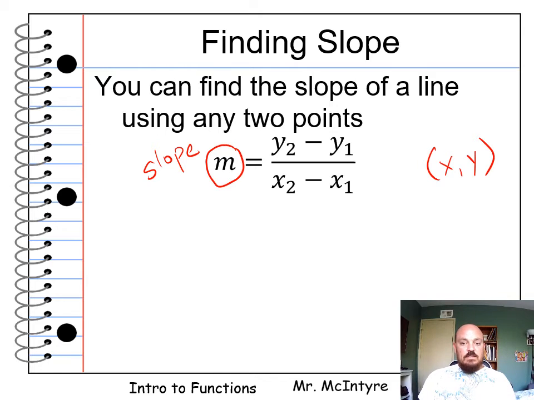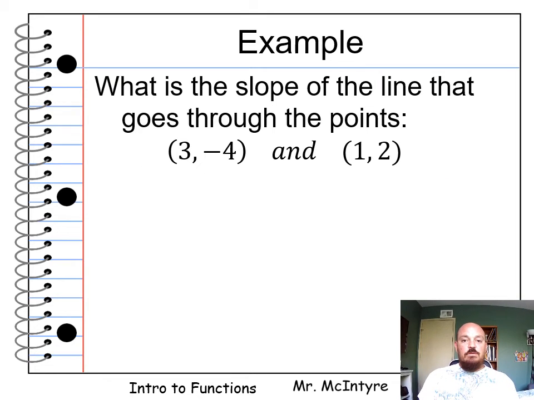So basically on the top what you're saying is you're going to take the y part of the second point minus the y part of the first point. And on the bottom you do the same thing with the x's. The x part of the second point minus the x part of the first point. And if you do that, you'll get the slope. So let's try another example here.